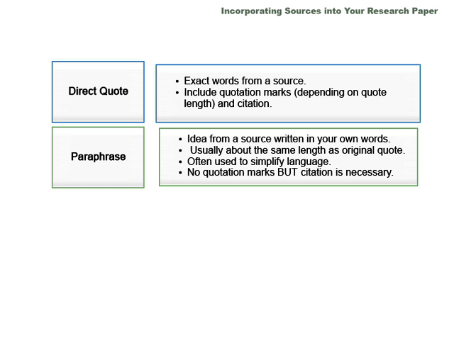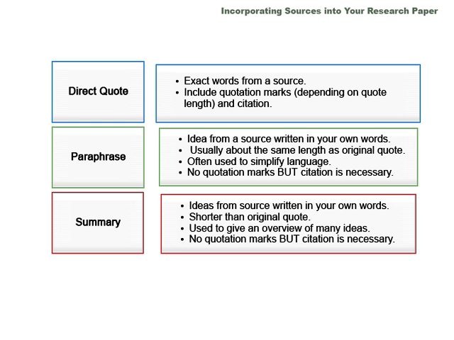There are three primary ways to present ideas from another source in your research paper: direct quote, paraphrase, and summary. Whenever you present ideas from an outside source, there are three main components that you need to include.